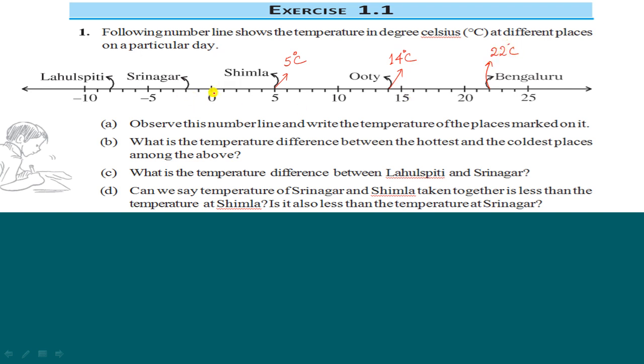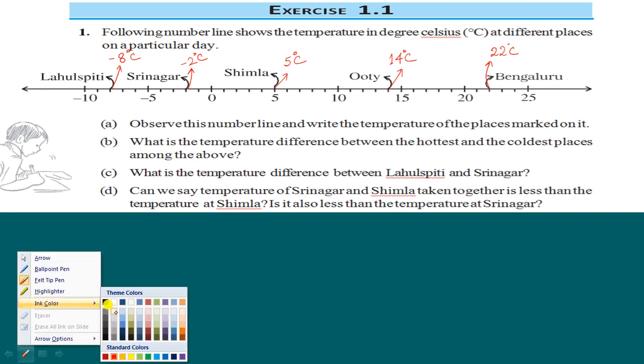And the temperature of Srinagar is, this is 0, this is minus 1, minus 2, minus 3, minus 4, minus 5. Therefore, the temperature of Srinagar is minus 2 degrees centigrade. And the temperature of Lahore Spiti is minus 5, minus 6, minus 7, minus 8 degrees centigrade. This is minus 8 degrees centigrade, right?